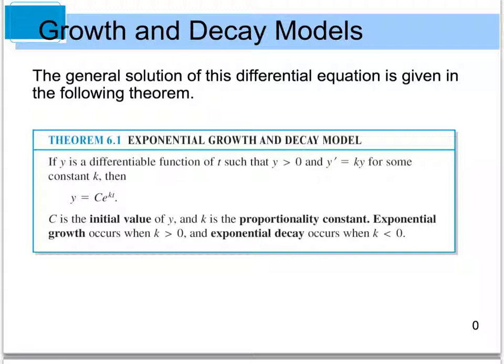Now c is going to be like our initial value. K, if you think back to Algebra 1 and Algebra 2, is still a proportionality constant. And then if you think back again to Algebra 2, we know that if our k value is positive, or greater than 0, then we have a growth situation. If it's less than 0, then we have a decay.